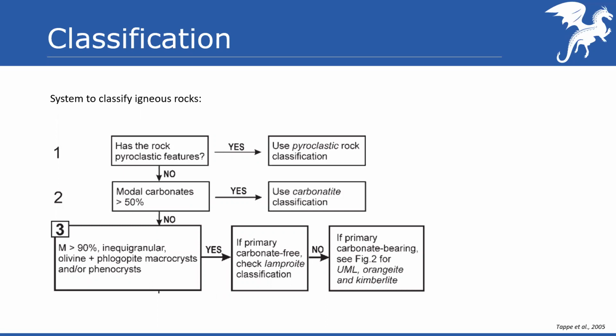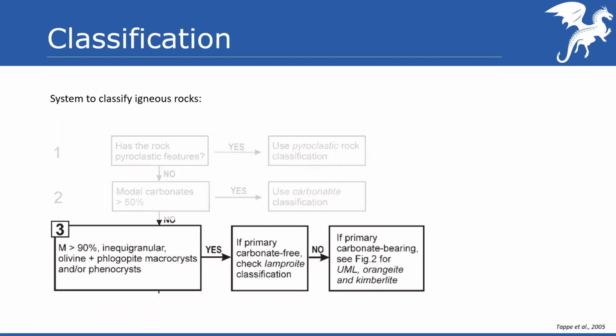So first rock I'm going to be talking about are aurangites. So aurangites are igneous rocks that contain over 90% mafic minerals. They're typically inequigranular and contain phlogopite and olivine as phenocrystic and macrocrystic phases, and often have primary carbonate.